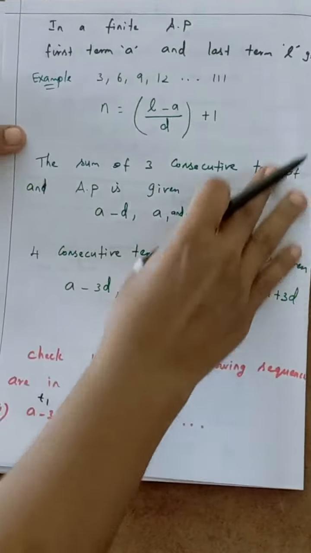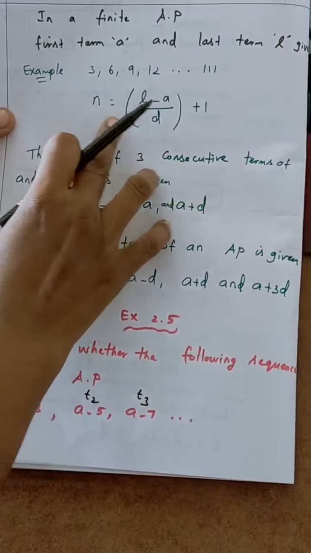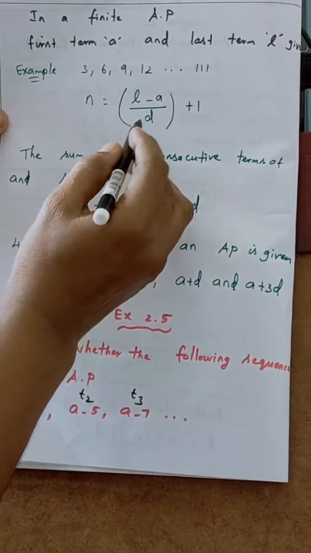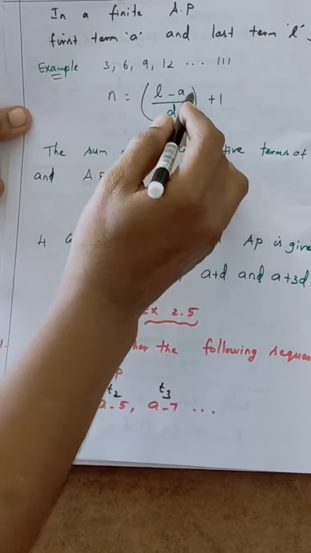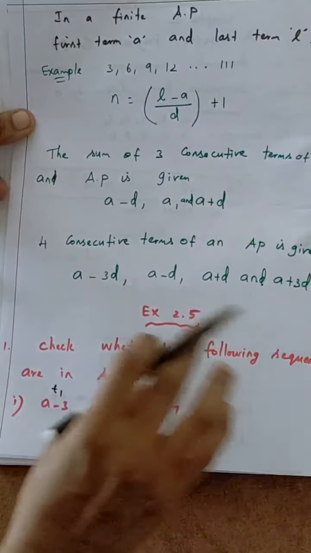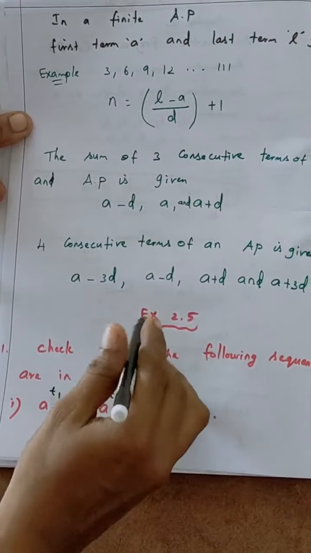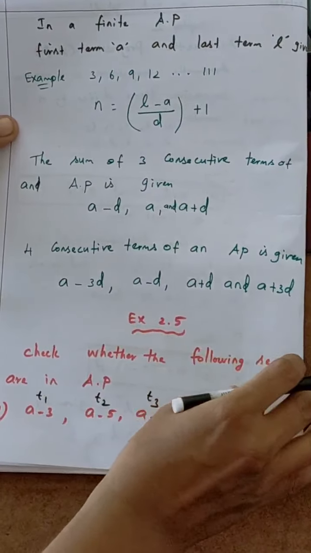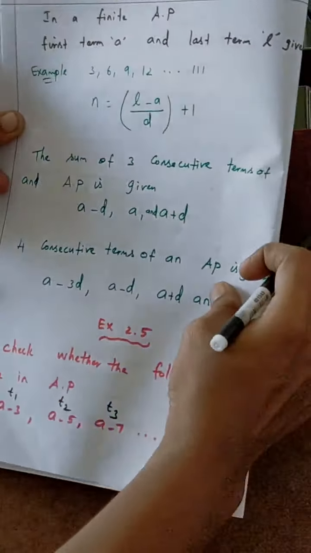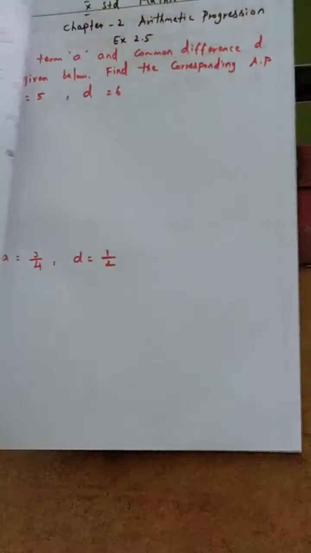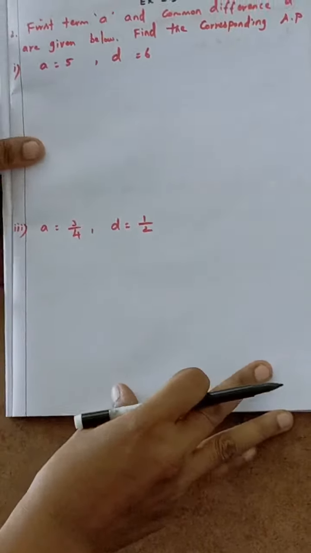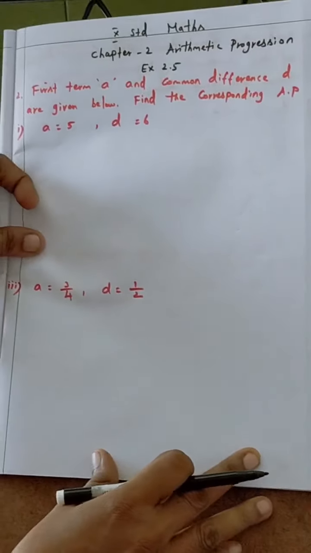and when the last term is given, n equals, apply this formula: within the bracket (L minus a) divided by d, close the bracket, plus 1. Only these 3 formulas apply for this exercise 2.5 sum. The first Roman numeral is already completed. So today's class, okay, exercise 2.5, second question continuation.